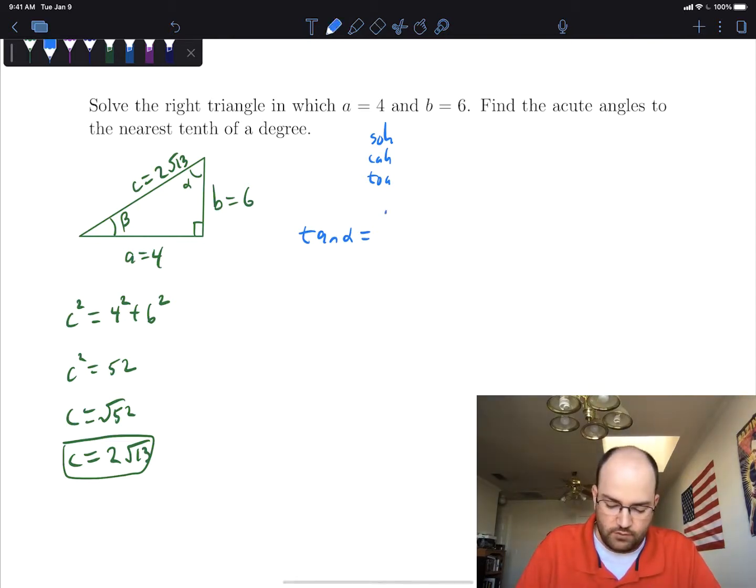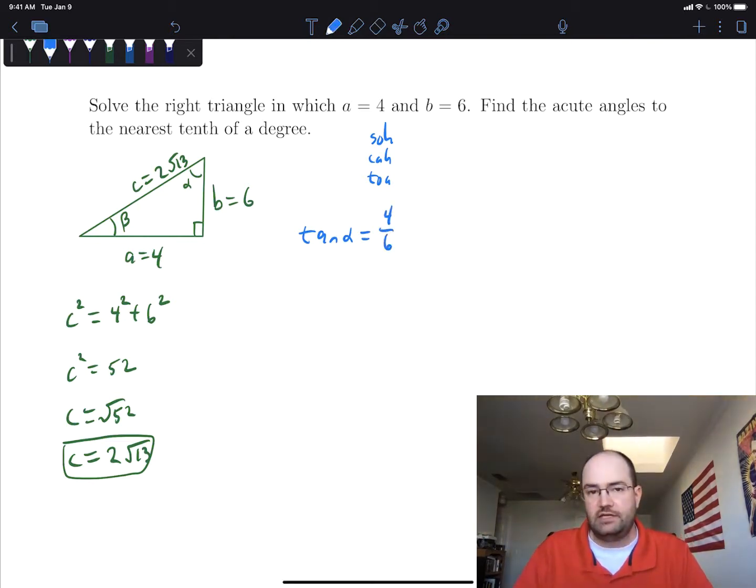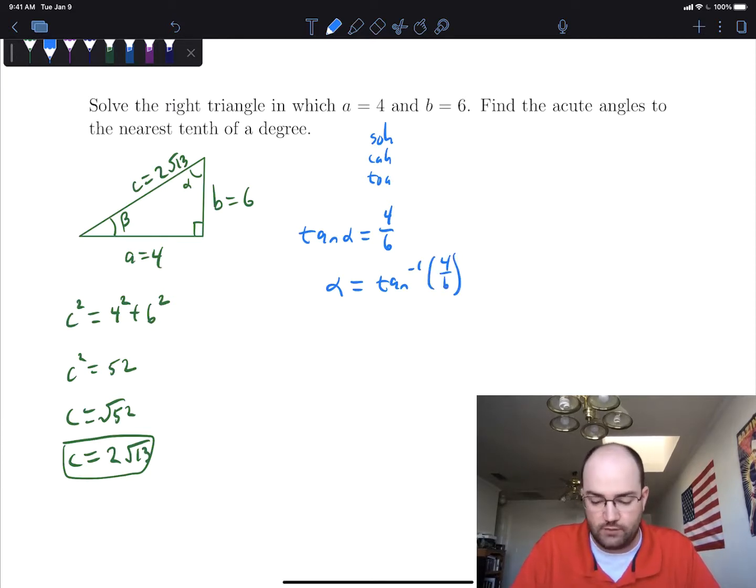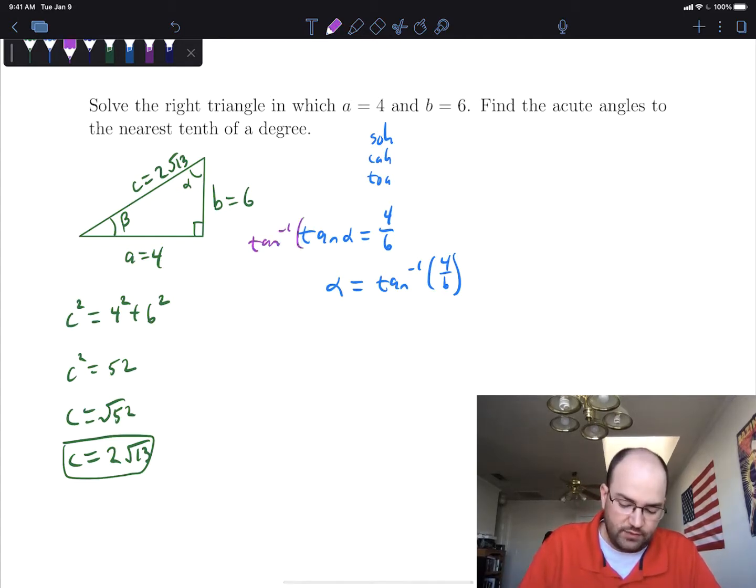So 4 over 6. Now, I don't need to simplify that. You can make that 2 over 3 if you want, but I don't need to. What you do need to do is go to your calculator and figure out what is alpha equal to. Well, alpha is going to equal the inverse tangent of both sides. Well, inverse tangent of 4 over 6. Now, technically what I'm doing is I'm taking the inverse tangent of both sides, kind of. It's not exactly like that, but you can think of it like that if you need to.